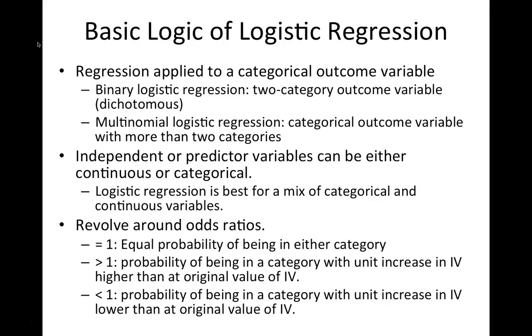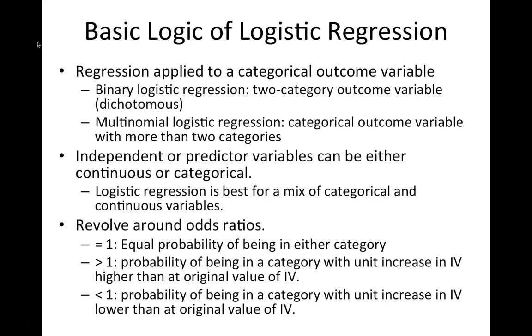And logistic regression revolves around the idea of odds ratios. In logistic regression, we're trying to predict the odds of being in a particular category. And so we're using often a set of independent variables or predictor variables to determine the odds of being in either category. Our odds ratios, anything that's equal to 1 or roughly equal to 1 indicates that you have an equal probability of being in either category.